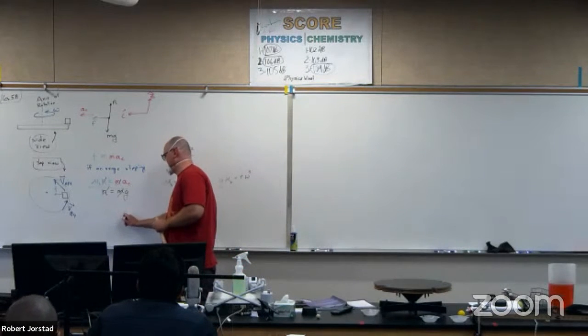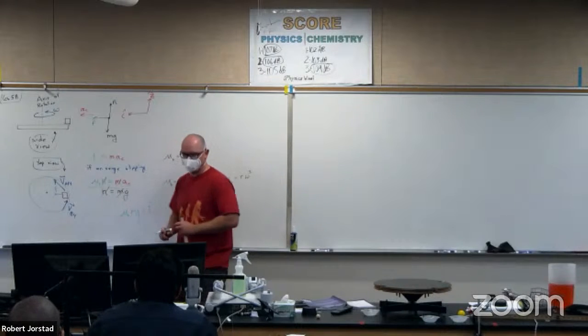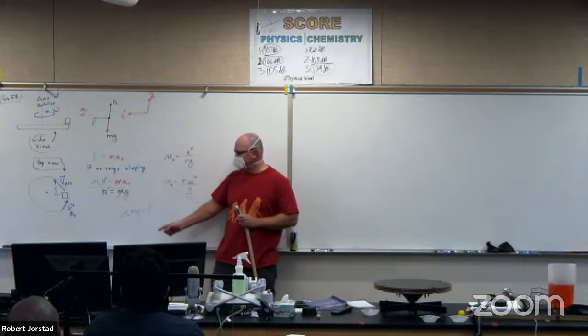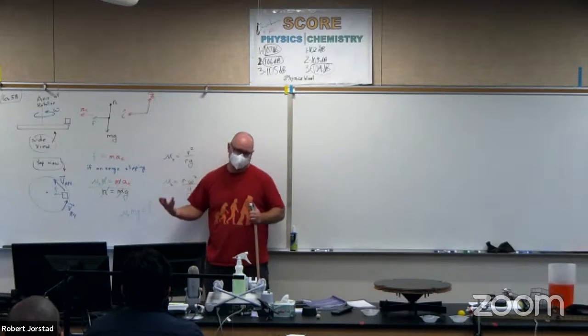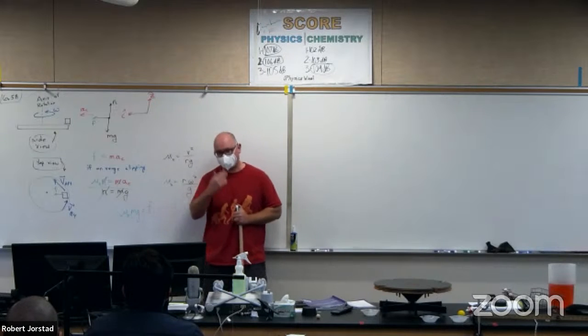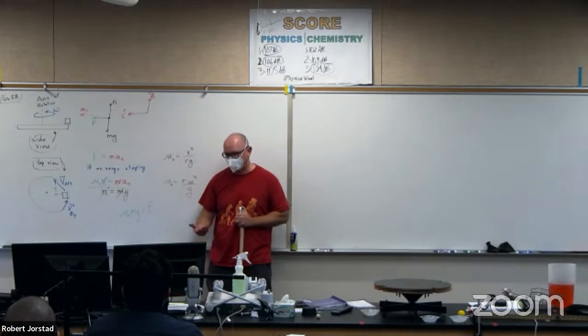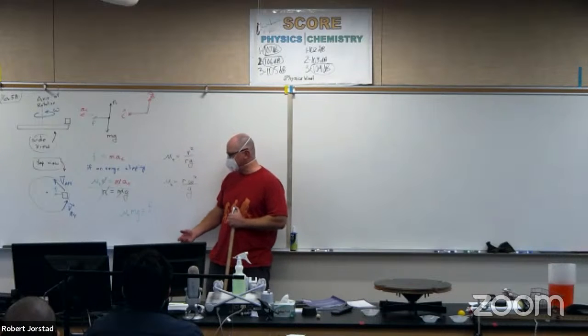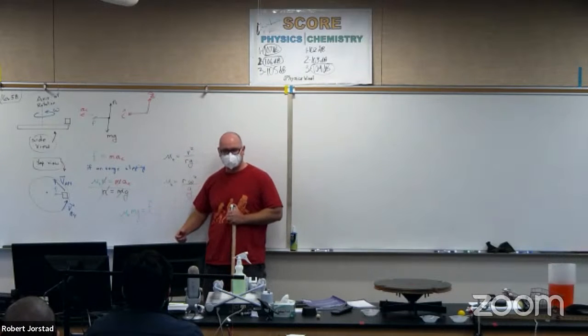What if we just said mu static times mg, in this case, is the frictional force? So if you have more mass, you also have more friction too. Or if you have less mass, you have less friction. So you thought the lighter one would fall off first, right? But you have less friction because you have less mass.